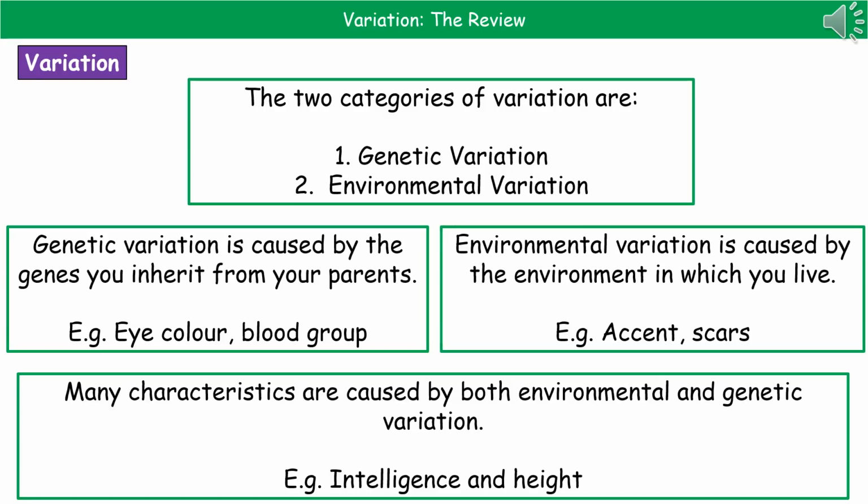We do need to bear in mind though that there are certain characteristics which are actually caused by both environmental and genetic variation. So things like intelligence and height fall under the both category. So if they ask you what are the causes of variation, genetic, environmental, and then both genetic and environmental combined.